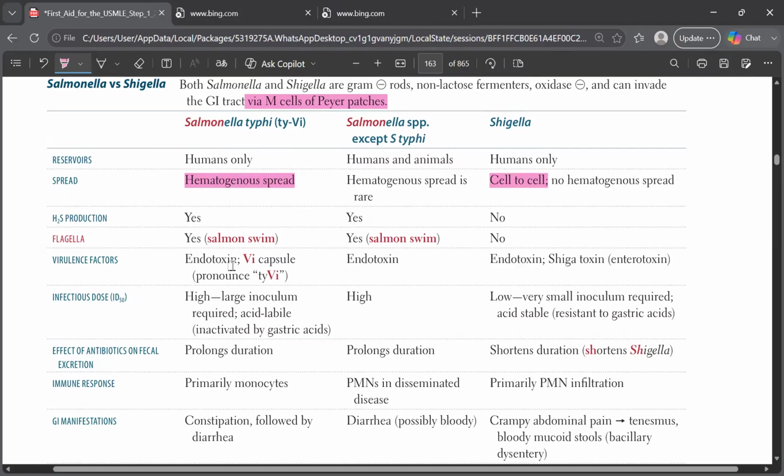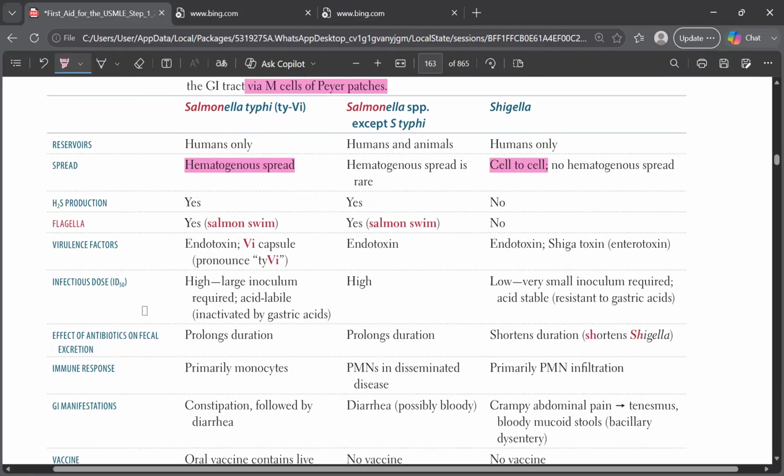The virulence factors are endotoxin and Vi capsule, pronounced typhi, endotoxin and Vi capsule. And the Salmonella species has endotoxin, and Shigella has also endotoxin and Shiga toxin, which is an enterotoxin. So all of them have endotoxin, and the virulence factor of Salmonella typhi is also the Vi capsule. Infectious dose or ID50 is very high for Salmonella typhi. Large inoculum required. It is acid labile, and thus it is inactivated by gastric acids. It is high for other Salmonella species as well, but for Shigella it is very low, very small inoculum is required. Acid stable as compared to Salmonella, and it is resistant to gastric acids.